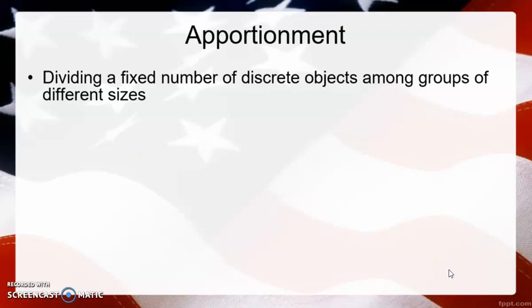In the first part of Unit 2, we were working with fair division. In the second part, we're going to talk about apportionment. And apportionment is the process of dividing a fixed number of discrete objects among groups of different sizes.